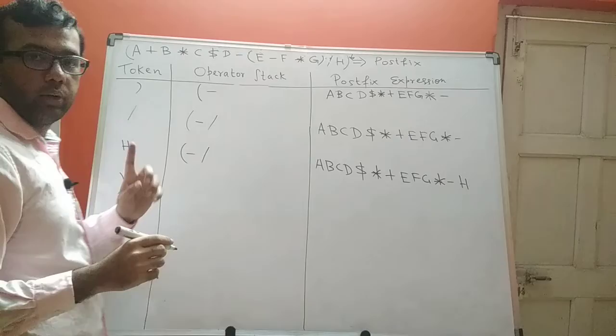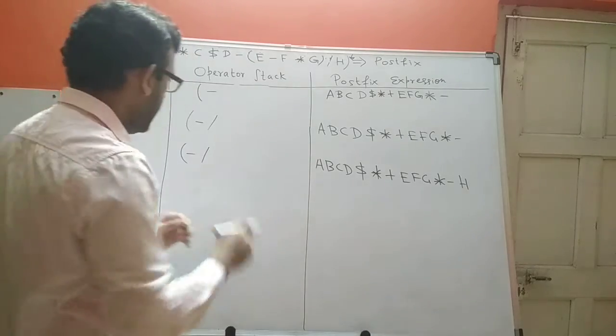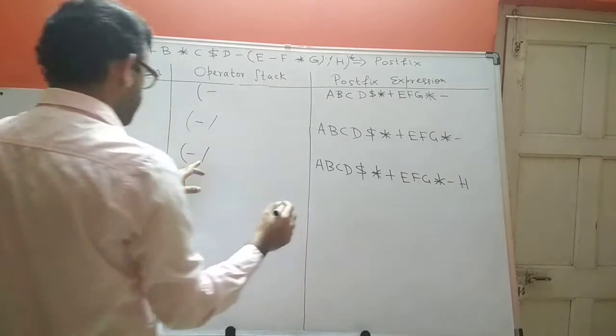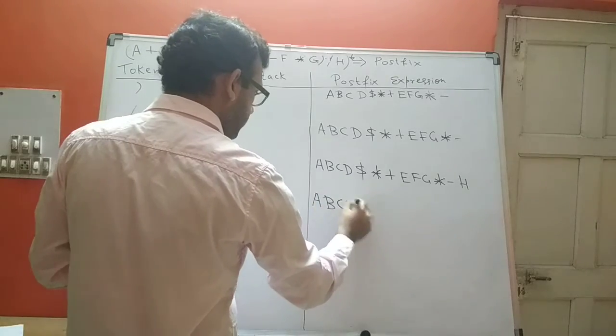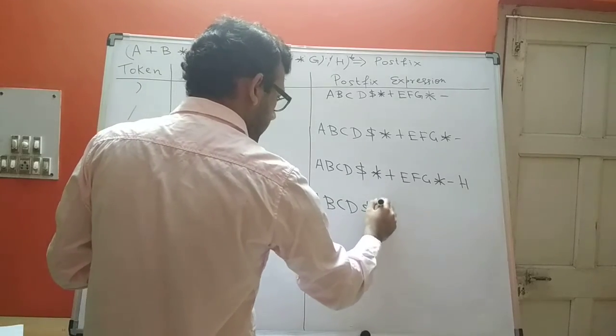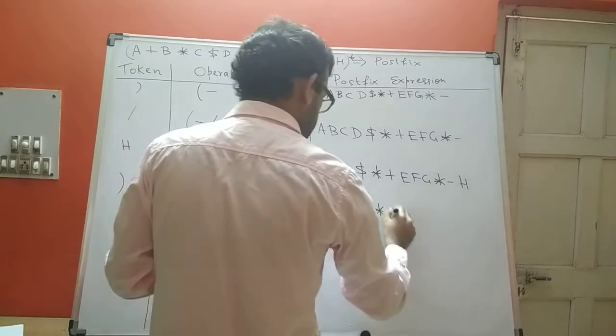So the moment I encounter a closing parentheses, what will I do? I'll keep on popping from my stack. So what will I pop first? I'll pop division. Okay, before showing you the pop operation, let me just write down what I already have in my postfix expression.